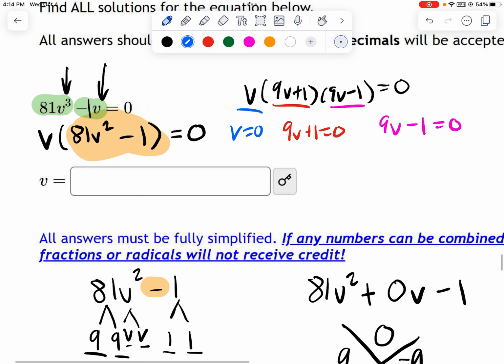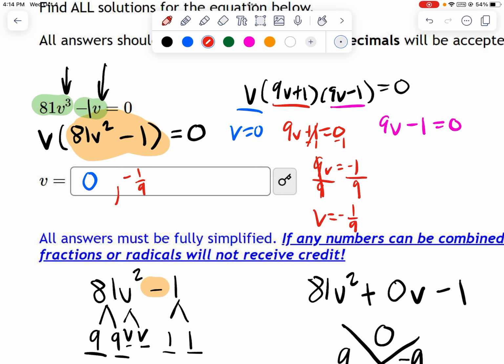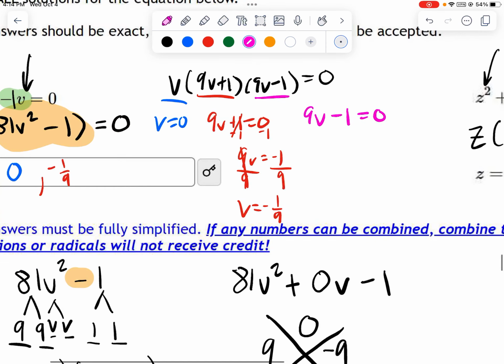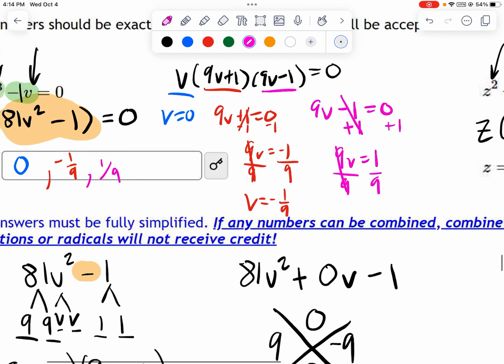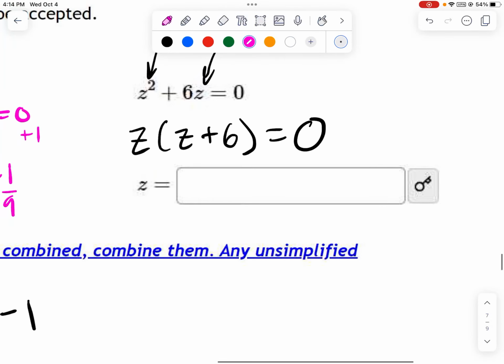On this first one, v is 0. Literally, there's nothing more you can do. 0 is a solution. On this one, we can subtract 1 from both sides. 9v equals negative 1. Divide by 9 to undo the multiplication. 9 over 9 is 1. V equals negative 1/9. Negative 1/9 is your next solution. Same thing with this one. Instead of subtracting the 1, we add the 1 to undo subtraction. 9v equals positive 1. Undo multiplication with division, and we get 1/9 as a final answer.